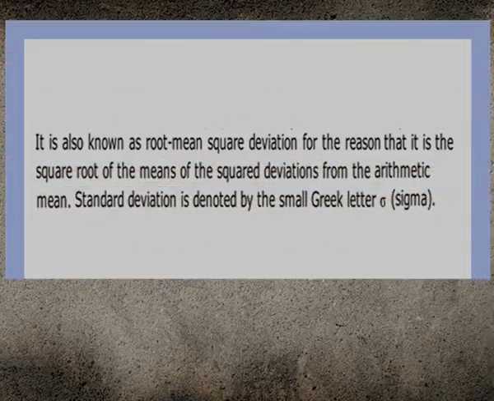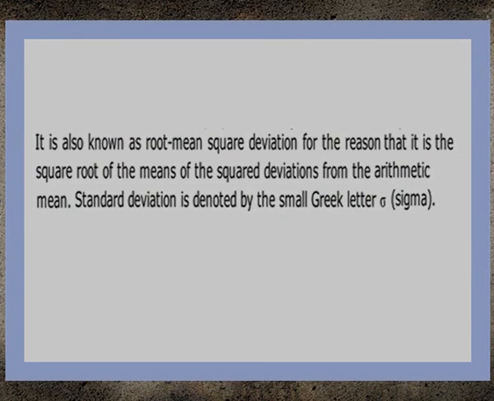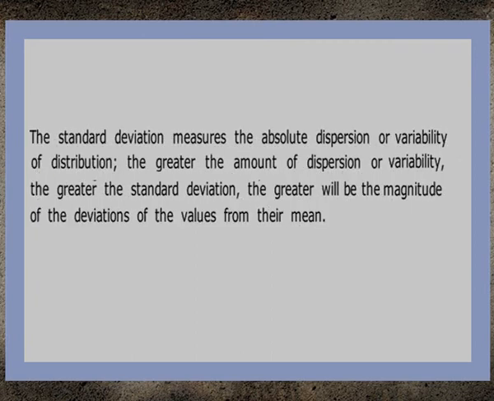It is also known as root mean square deviation for the reason that it is the square root of the mean of the squared deviations from the arithmetic mean. Standard deviation is denoted by the small Greek letter sigma. The standard deviation measures the absolute dispersion or variability of a distribution.